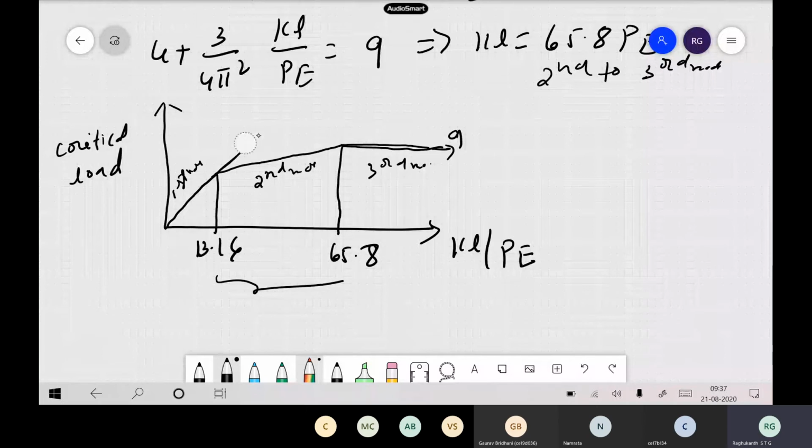So when the beam is on an elastic foundation, there is a chance that the column can buckle in the second mode or even in the third mode depending on your spring constant. This is a very important concept. In the energy method, it is very easy and straightforward to calculate these critical loads. Okay, so is it clear?